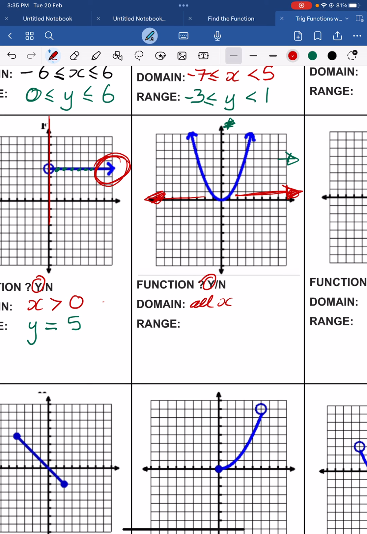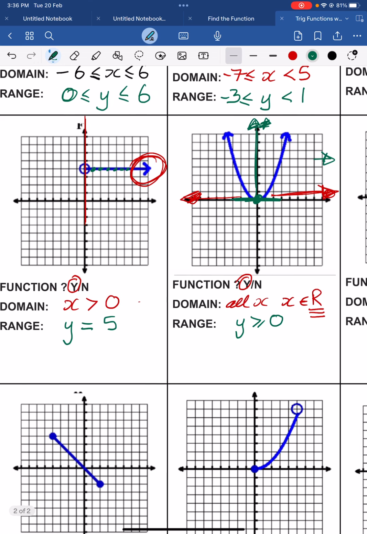But the way we write that, we say x is an element or a member of the real number family. So R for real numbers, and R for real numbers means every number possible that we've met: negatives, positives, decimals, fractions. The range is kind of similar, but remember the lowest value is here, and the highest value we just keep going. So the lowest value looks like as if it hits a height of 0. So the y values are greater than or equal to 0.